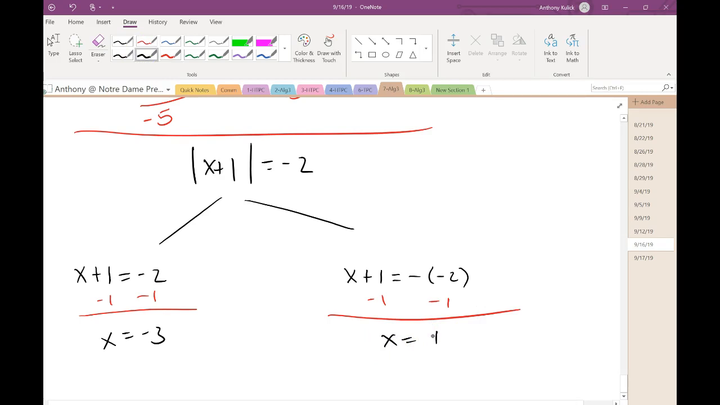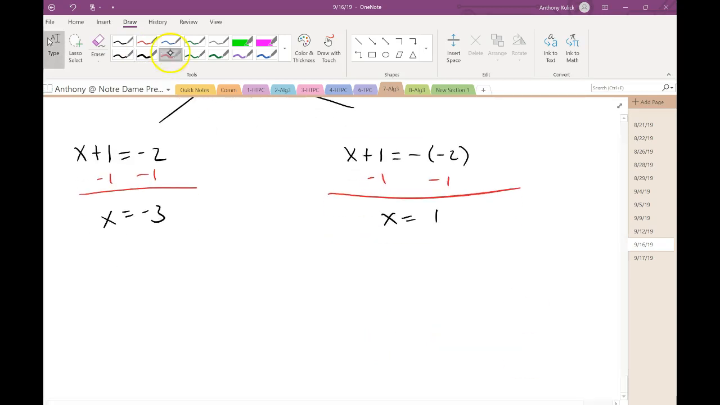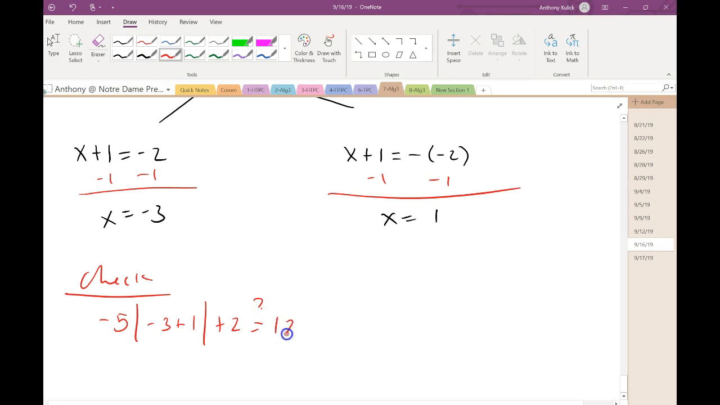Everybody good with that? Okay. Let's do our check now. So I'm going to have negative 5, absolute value, negative 3 plus 1 plus 2 should equal 12. Then we have negative 5, 1 plus 1 plus 2 equals 12.